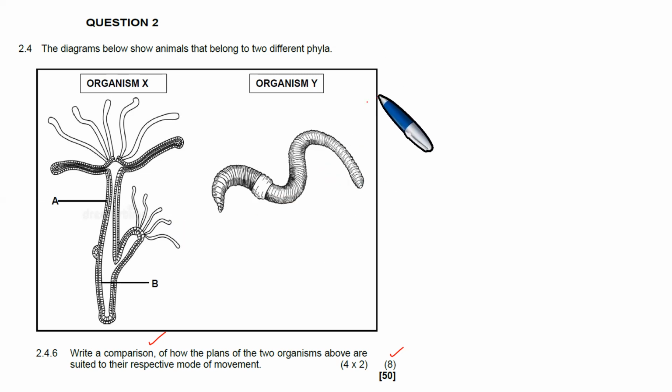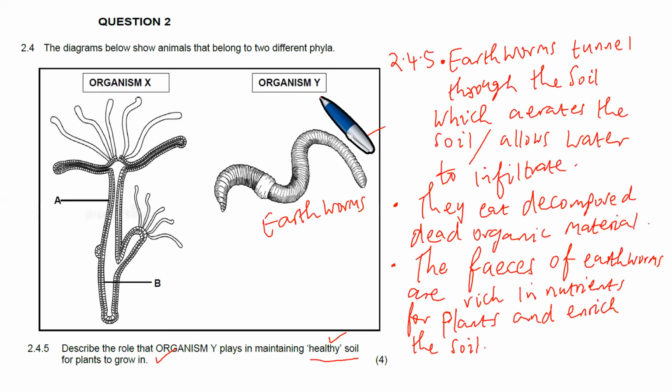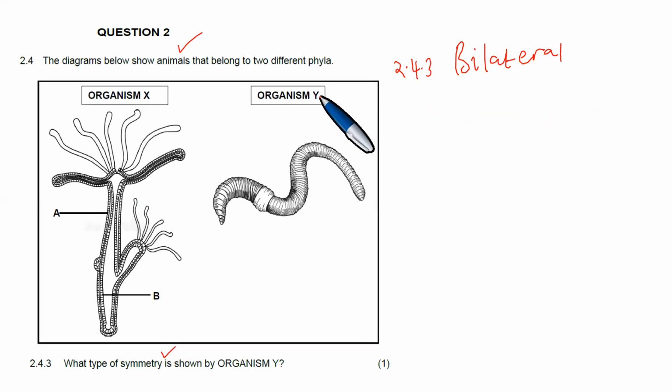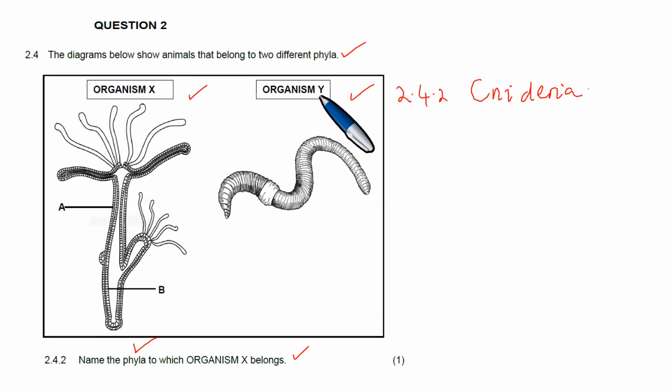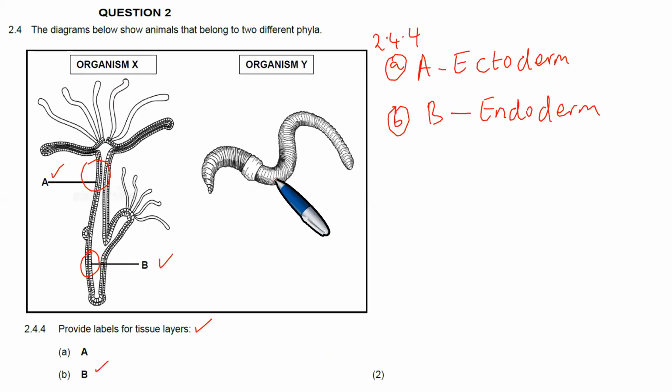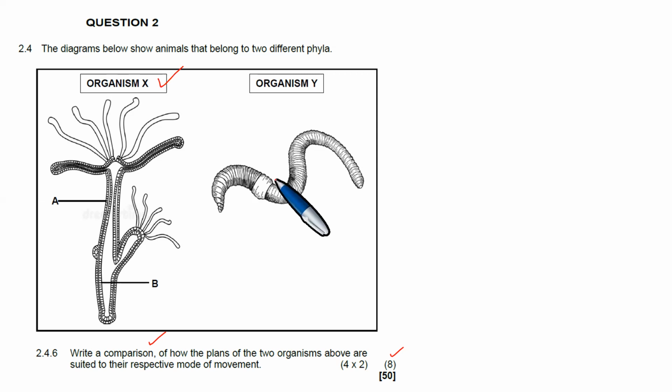Let's compare them. Let's start with organism X. We first mentioned that organism X belongs to the Cnidaria, which is a phylum, because they belong to different phyla. We are going to start from organism X and compare its movement with organism Y. So we shall start with 2.4.6, the Cnidaria.